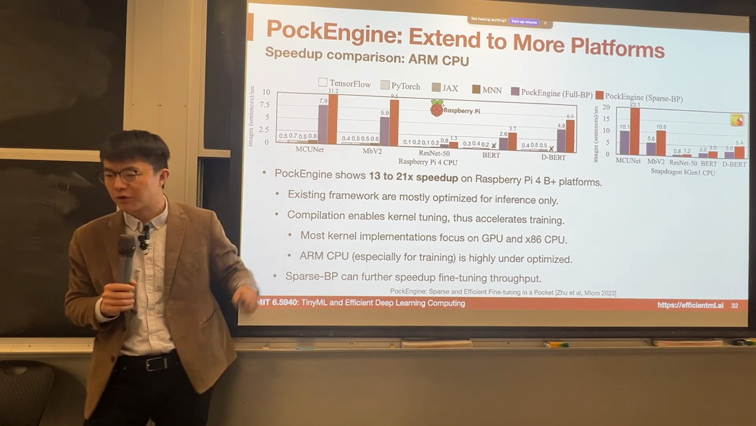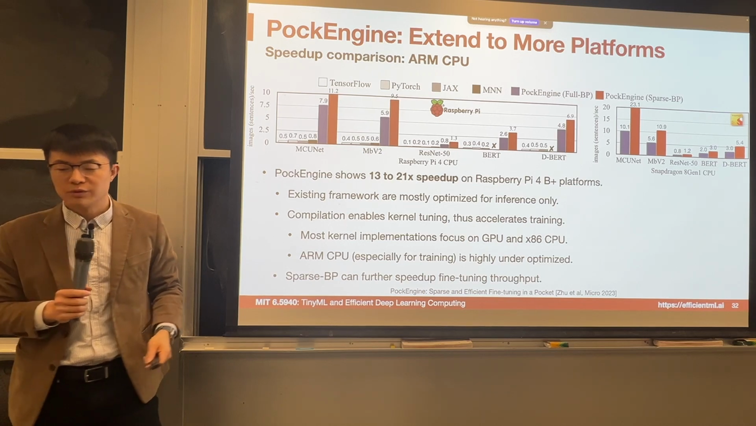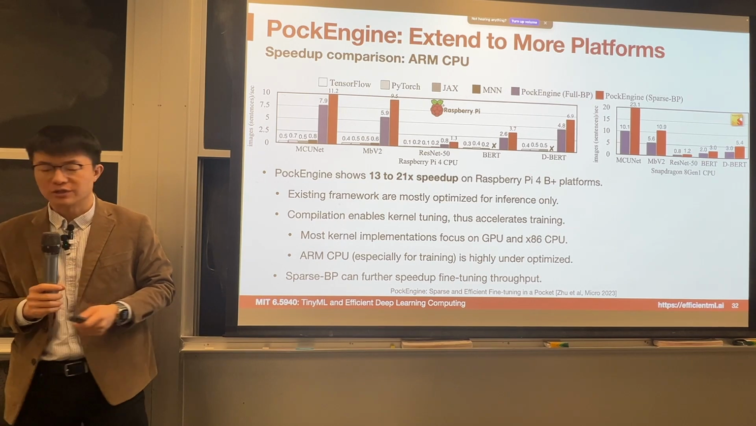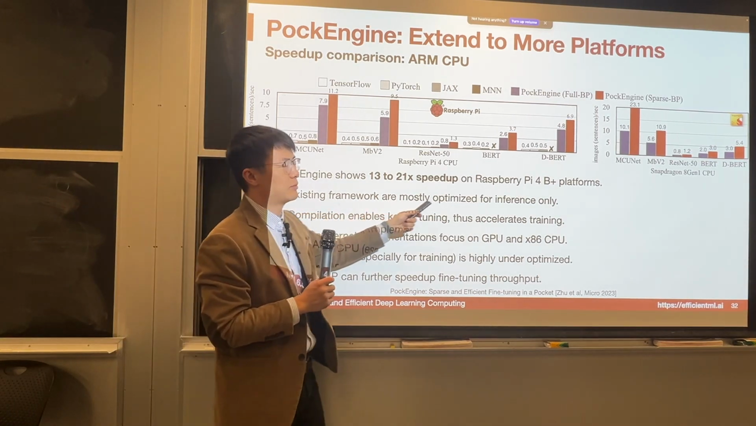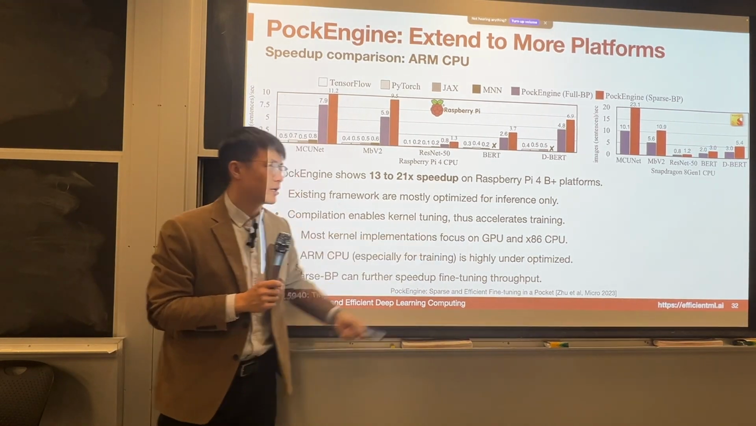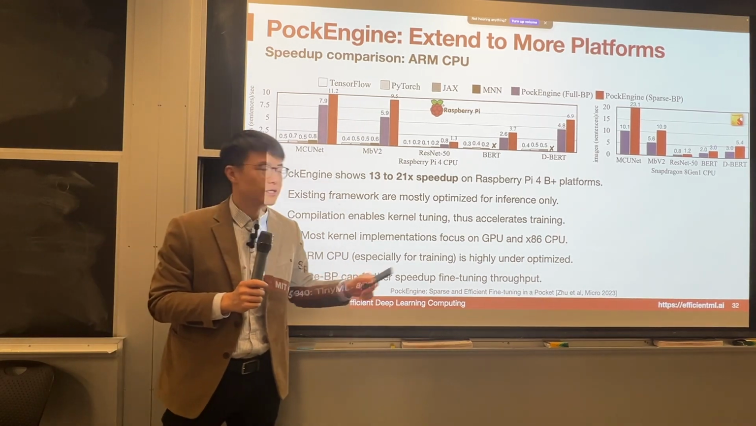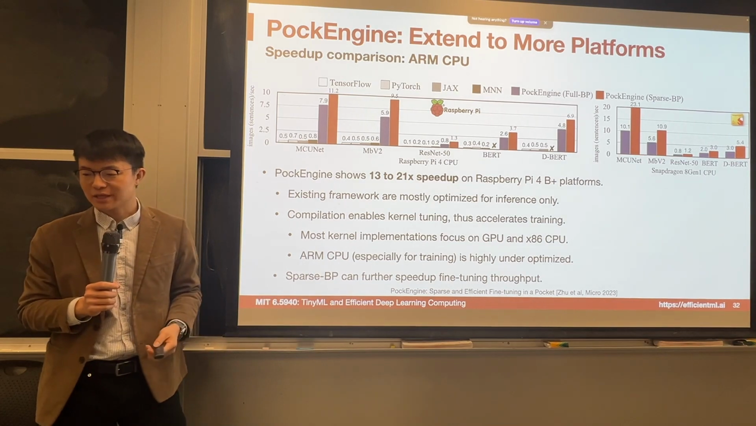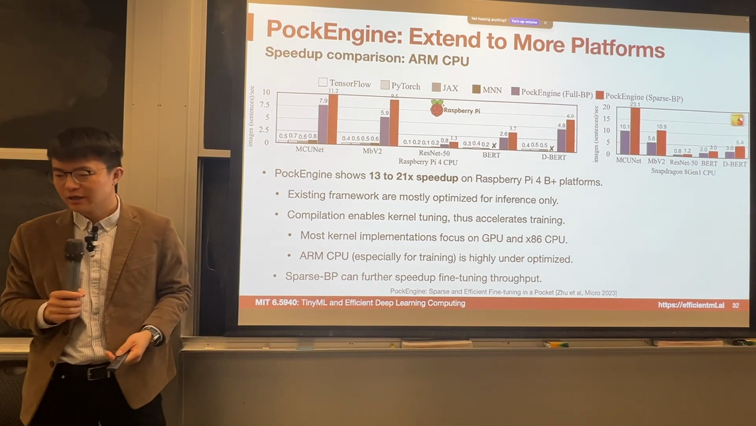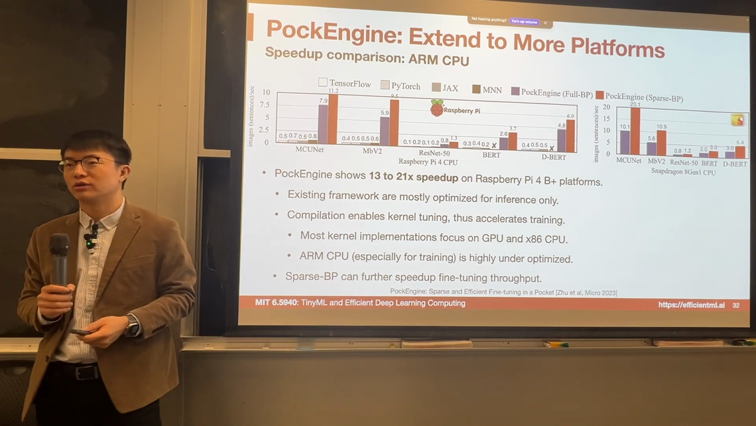And this is the result on the ARM CPU, the Raspberry Pi, and also the Qualcomm mobile CPU. We observe about 13 to 20x speedup on the Raspberry Pi platform, since existing frameworks are mostly optimized for inference only, and compilation enables the kernel tuning and can accelerate training. Most kernel implementations these days focus on GPU and x86 CPU, but ARM-based CPU for training is highly under-optimized. And also the sparse BP can further speed up the fine-tuning throughput.